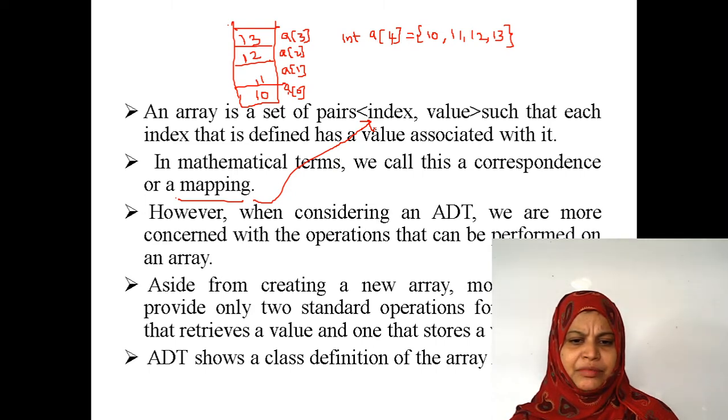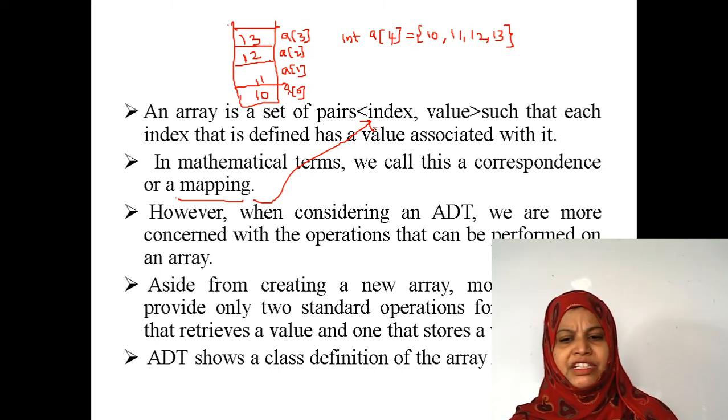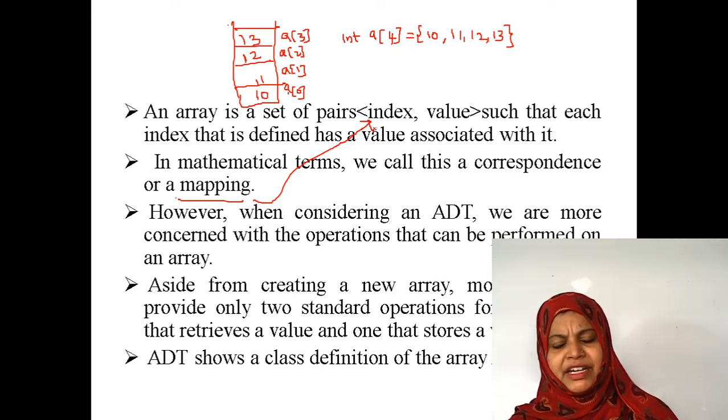In that particular case, I am going to use two operations. First one is retrieving the information, and second one is we can store the information in that particular array. Here in C++, we can implement the array as an abstract data type.